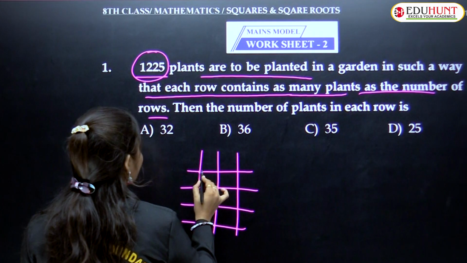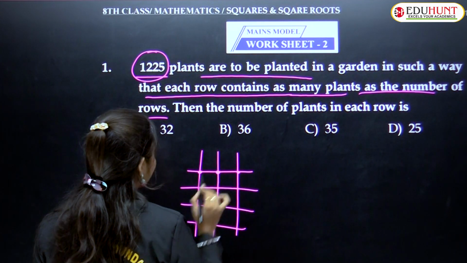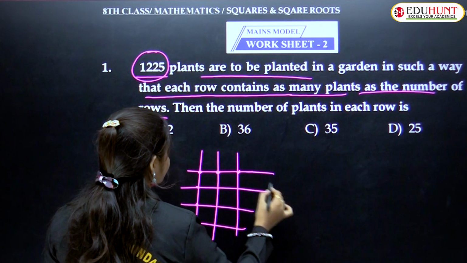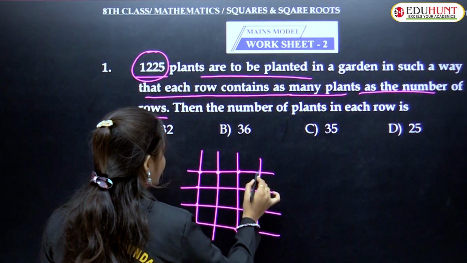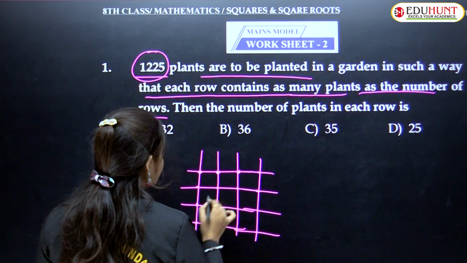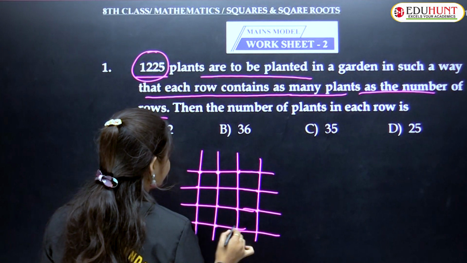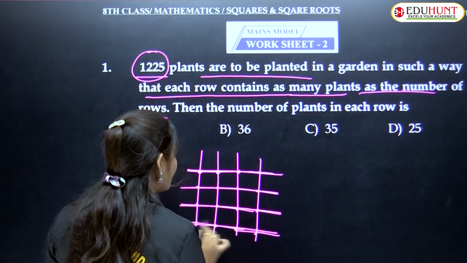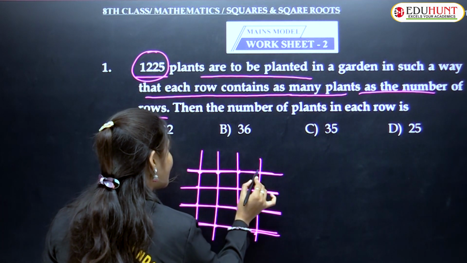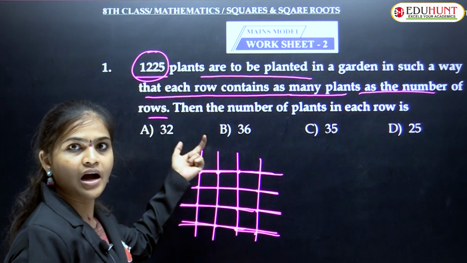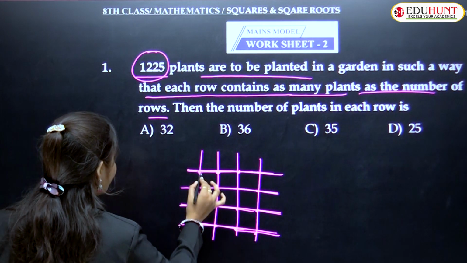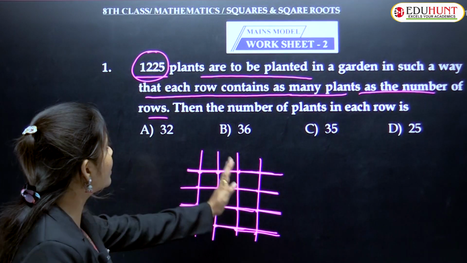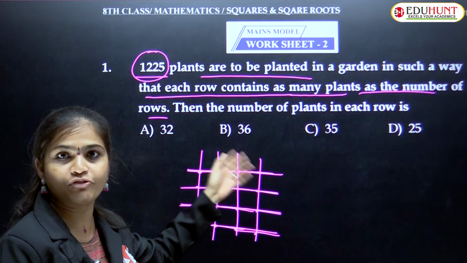Understand? For example, here one plant is there, here one plant is there. For example, 1, 2, 3, 4. So they planted like this. Rows means horizontal lines only, no? So in this row, how many trees are there? In this row, how many trees are there? In the same way, here also the number of trees should be the same. Then only we will get that the total number of rows is equal to the number of plants in each row.